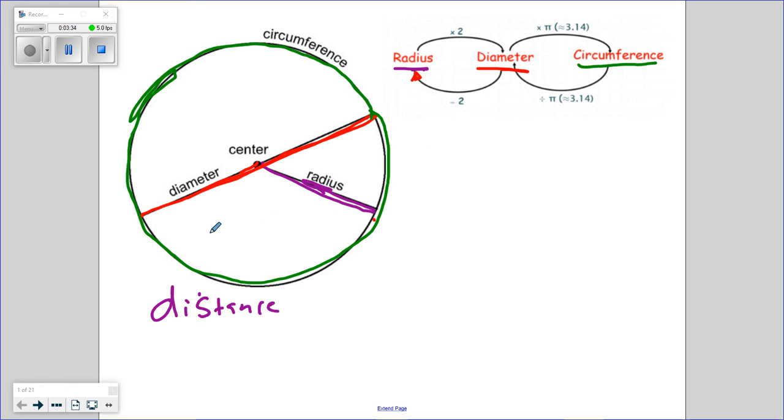So the three relations here that are important to understand, and there are three distances. The radius is the center to the edge. The diameter is the distance all the way across passing through the center. And the circumference is all the way around. And this little flow chart will help you calculate the three distances. If you know one, you can get to any of the others.